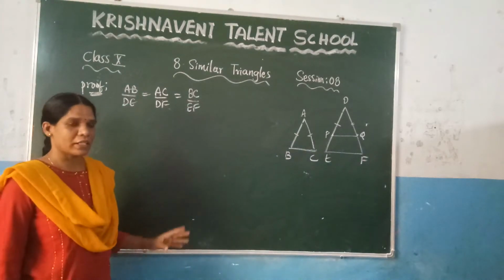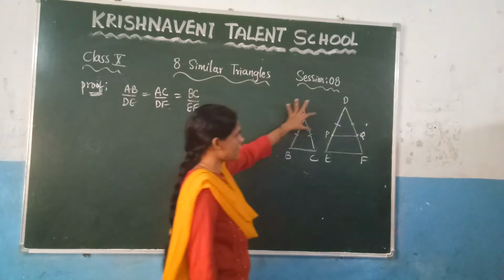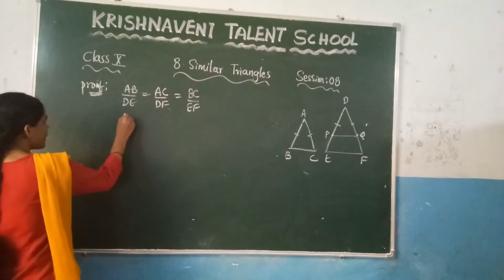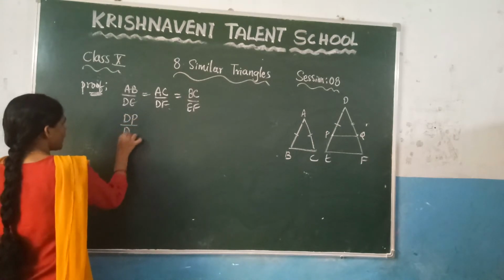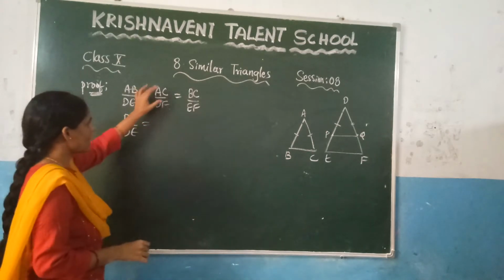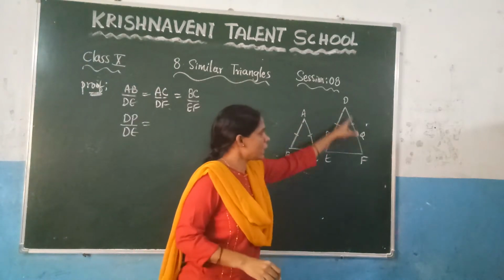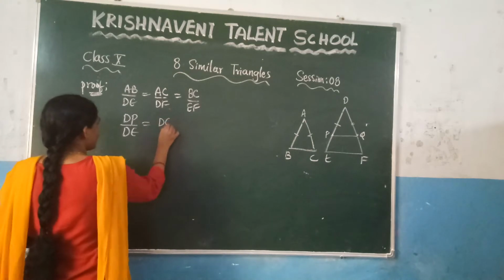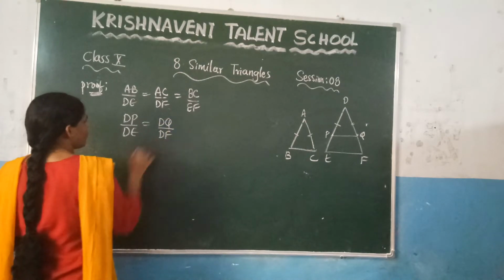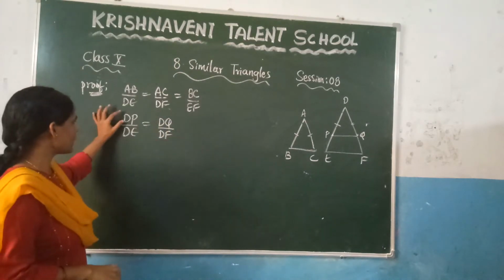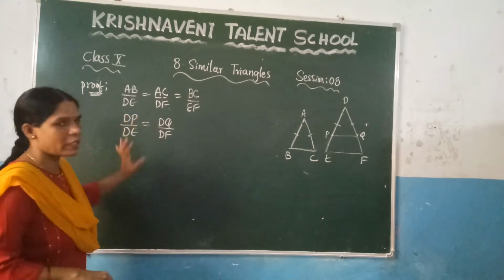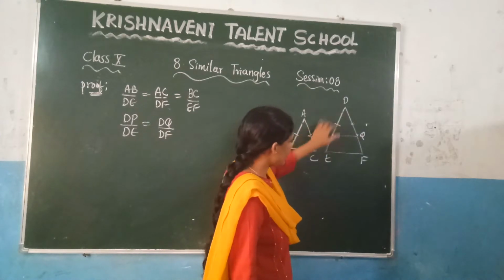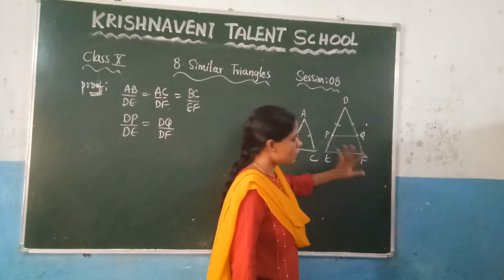But what we have done here, we have chosen the point such that AB is equal to DP. So in place of AB, write DP. So write it here, DP by DE. AC is nothing but DQ by our construction. So in place of AC, write DQ by DF. Now what we got here is DP by DE is equal to DQ by DF, the total length.